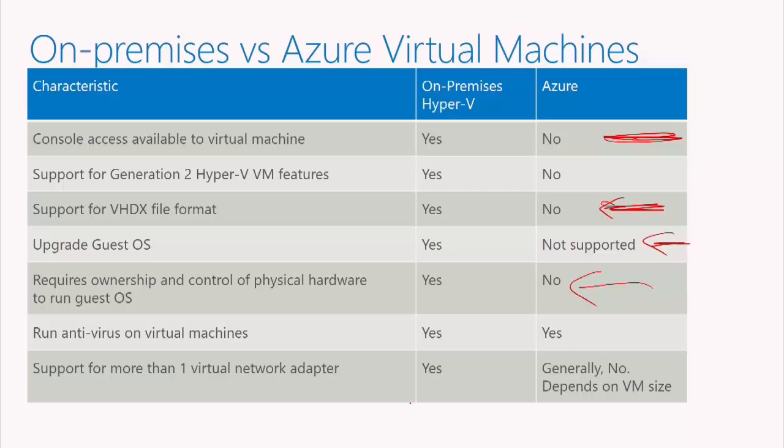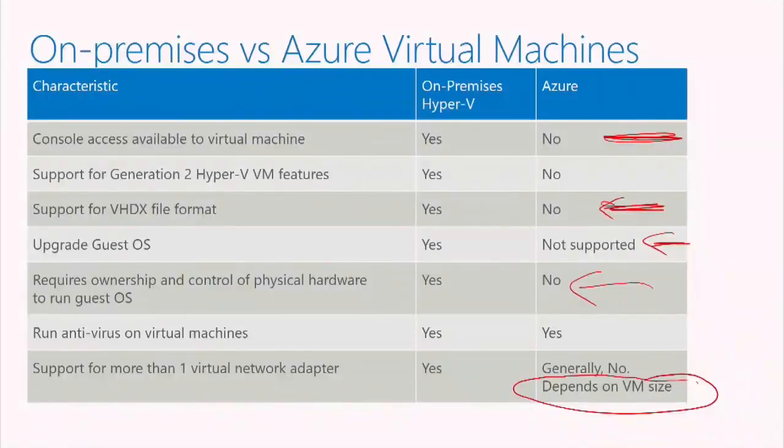And then more than one network adapter. It depends on the size of the VM. Many VMs support multiple network adapters. When you're deploying a virtual machine, you've got to choose a size that supports more than one NIC. So it gives you an idea of, as you're comparing my on-premise Hyper-V with Azure, what are some of the major differences between the two?